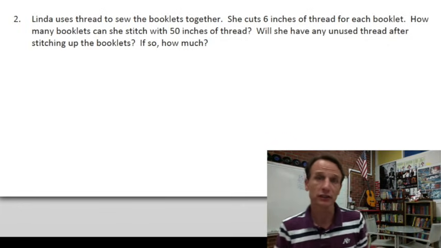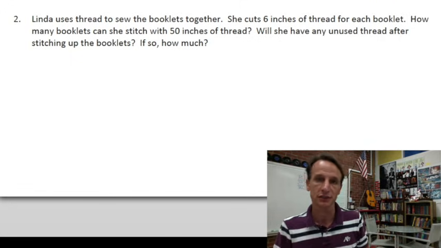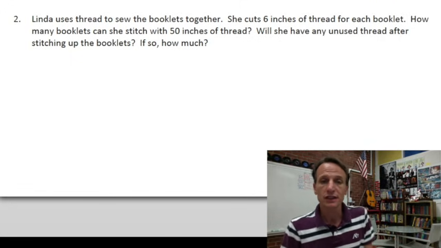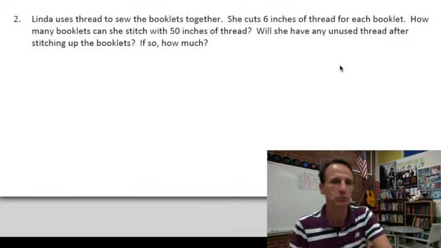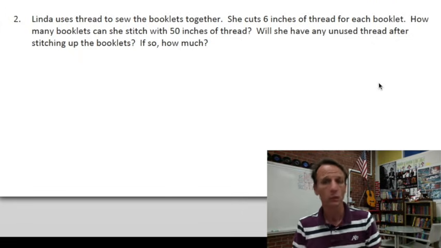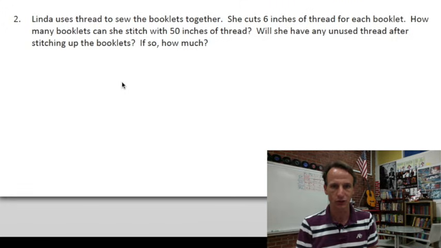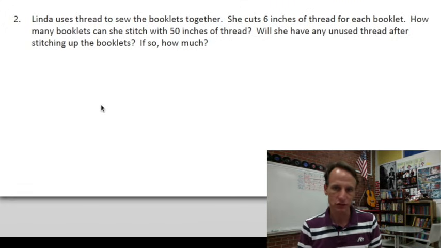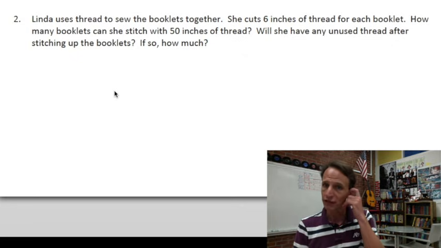Okay, we're back to Linda. She's using thread now to sew the booklets together. Step 1, we read. She cut 6 inches of thread for each booklet. How many booklets can she stitch with 50 inches of thread? Will she have any unused thread after stitching up the booklets? If so, how much? Okay, so there are different ways to draw for this.